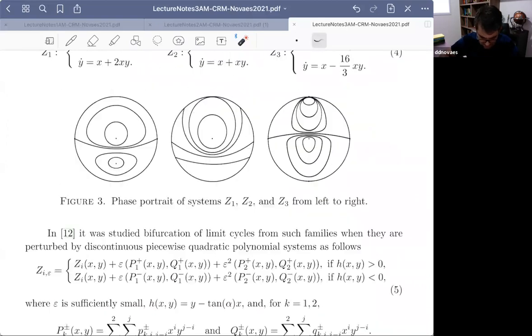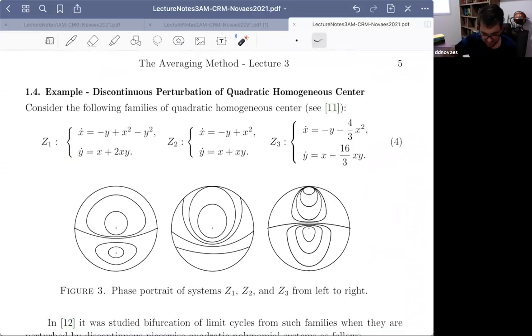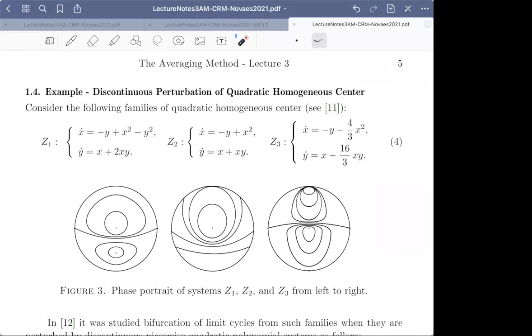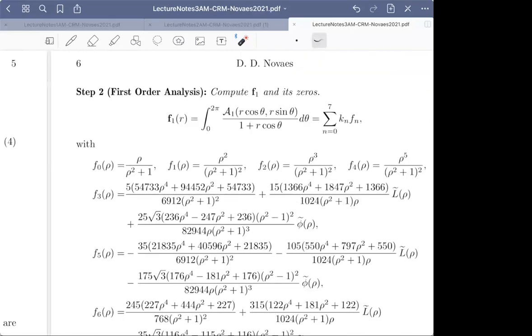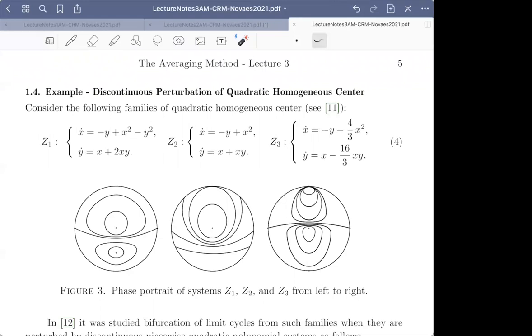Okay, just to comment an application of the second order averaging method. Douglas, would you like to have a break now or after this example, or what do you think? I think that we could have a break after the example. Perfect. Is that okay? Yeah, perfect.